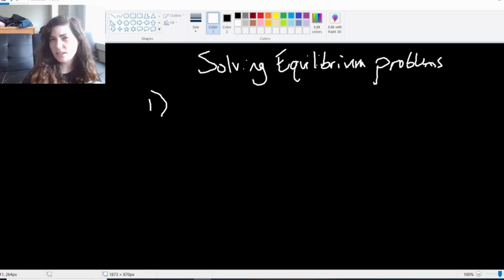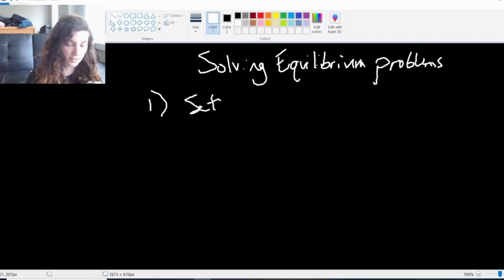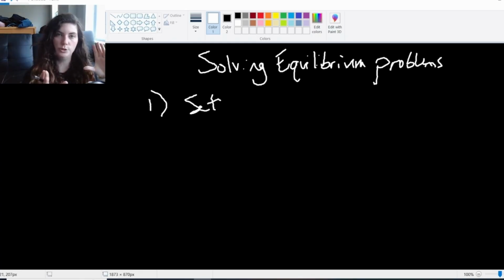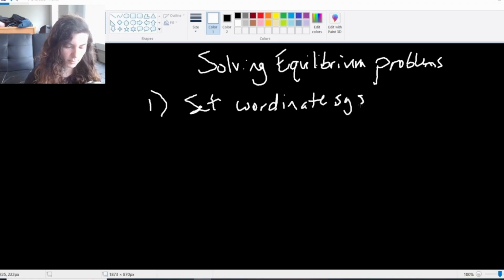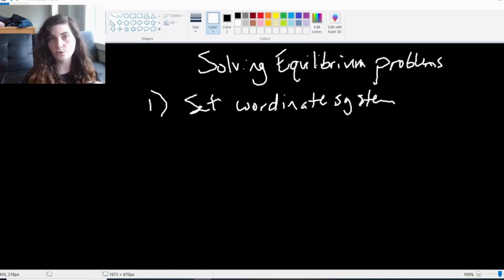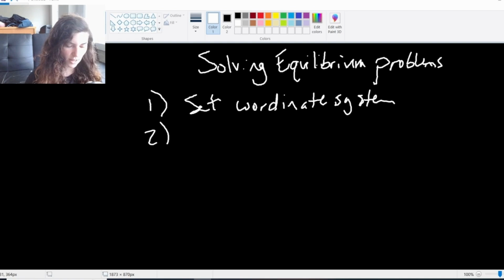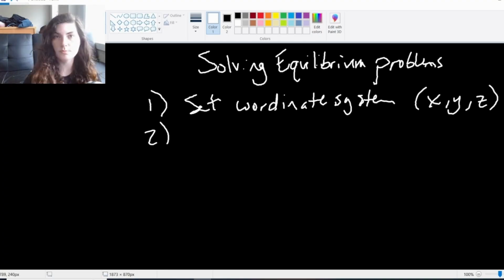It will usually be the XYZ coordinate system, but not always. Sometimes it may be beneficial to reorient or turn or skew your system, but most of the time we're going to be working with our XYZ coordinate system. Today we're only going to talk about 2D, and we'll get into some 3D ones next week in the next video. The first thing is to set our coordinate system for equilibrium problems. X, Y, and Z, which way do those axes lie?